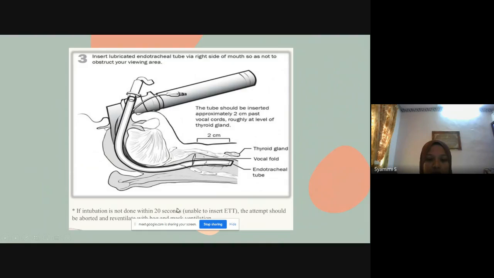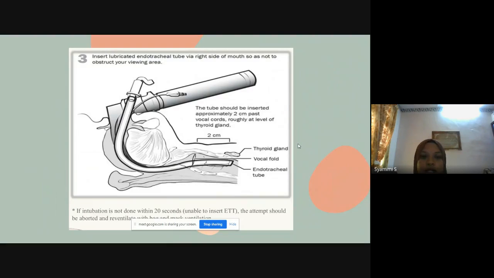This is important if you want to intubate the patient. If the intubation is not done within 20 seconds, which means you cannot insert the ETT, the attempt should be aborted, and your ventilation using the bag and mask needs to be continued. And you need to find another person who is more experienced and expert in this.